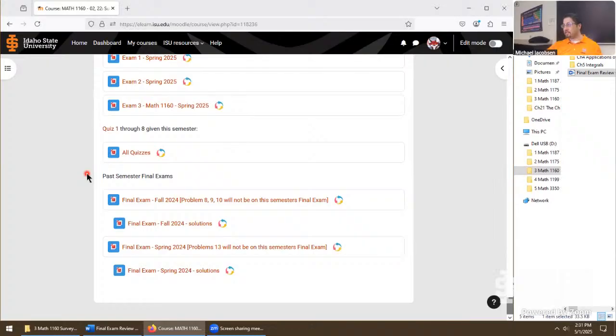Scrolling down even further, I have the past final exams. Again, this is kind of a makeup for not being here on Tuesday's review, but this was the real final exam given in fall 2024. I listed problems not on the exam, so feel free to skip problems 8, 9, and 10, and solutions are given down below. And same for spring 2024, a year ago. Only problem 13 was going to be omitted on our real exam.